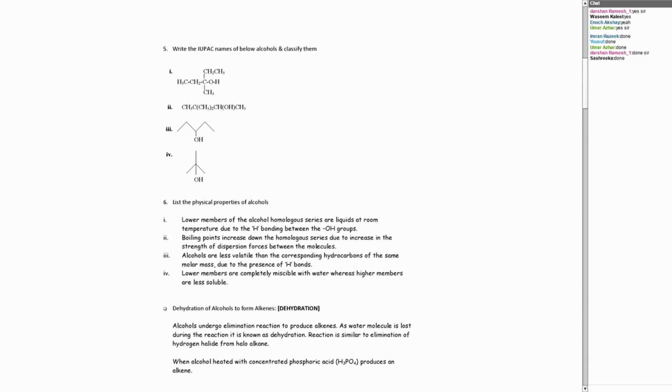As for the first molecule, we start numbering from this corner because this is the longest chain. 3, 4, 5. The longest chain contains 5 carbon atoms. That's the longest chain. And there's a methyl group, 1 substituent, on the third carbon, and there's an OH group, the functional group, on the 3rd carbon. So we can name this molecule as 3-methylpentan-3-ol.